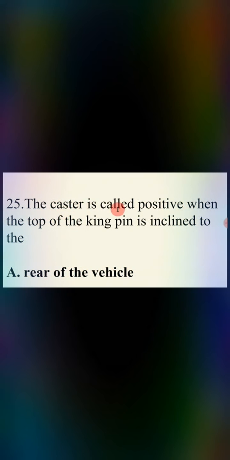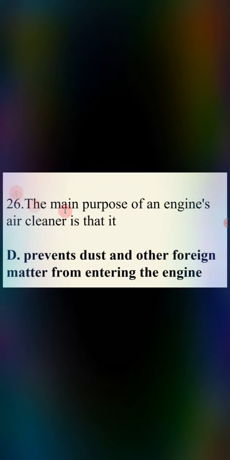The caster is called positive when the top of the kingpin is inclined to the rear of the vehicle. The main purpose of an engine air cleaner is to prevent dust and other foreign matter from entering the engine.